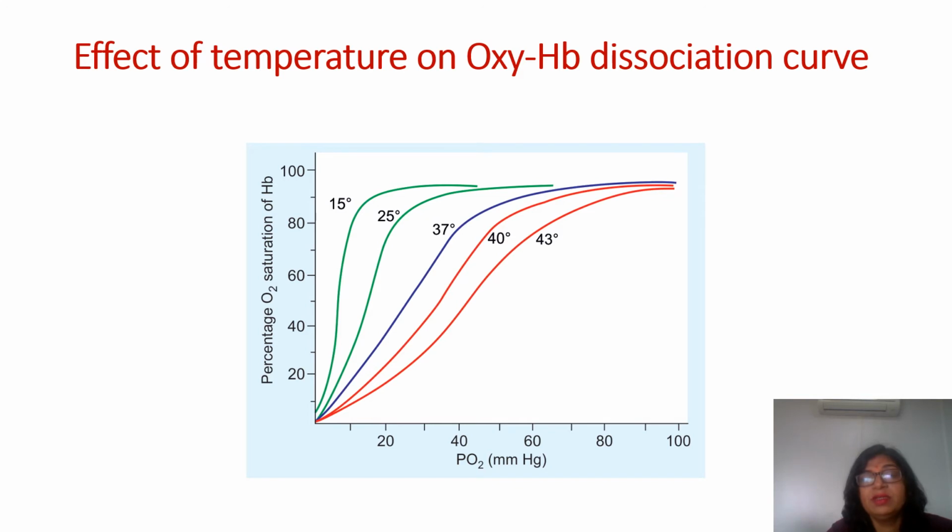Now you can see the effect of temperature on the oxyhemoglobin dissociation curve. This is the normal curve at 37 degrees centigrade. In red lines are the curves showing the effect of increased temperature on the oxyhemoglobin dissociation curve. You can see a shift to the right, and if there is a decrease in temperature, you can see the curve shifts to the left.